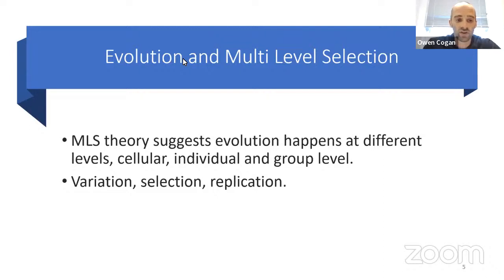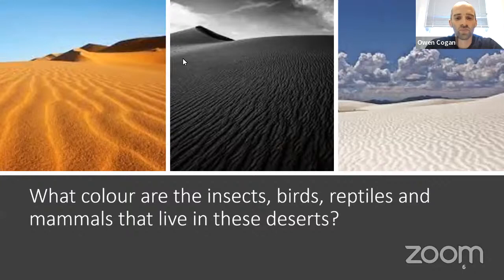Central to evolutionary theory in general is the big idea of variation, selection, and replication, which some of you will be familiar with already. It can be a tricky thing to get your head around, and can feel counterintuitive. To illustrate, let's take a look at these three real desert environments. One has golden sand, one has black sand, and one has white sand. The question posed to you is, what color are the insects, birds, reptiles, and mammals that live in these deserts? It's not a trick question. The answer is golden, black, and white, respectively. Most of the creatures match the environment.